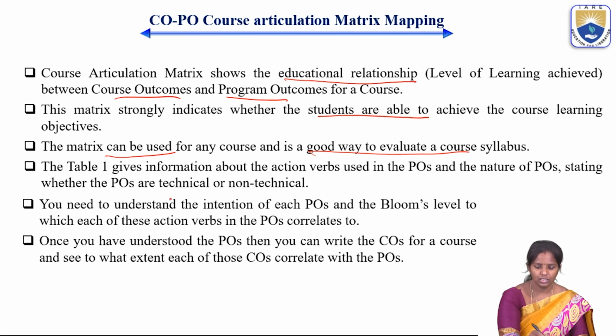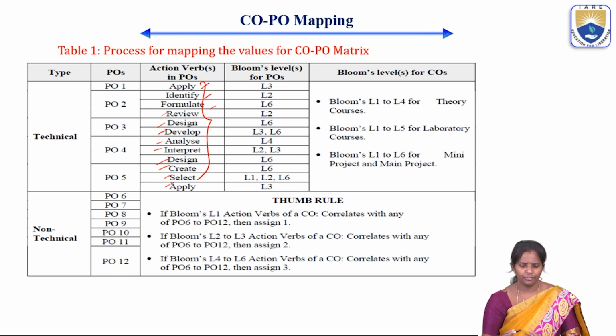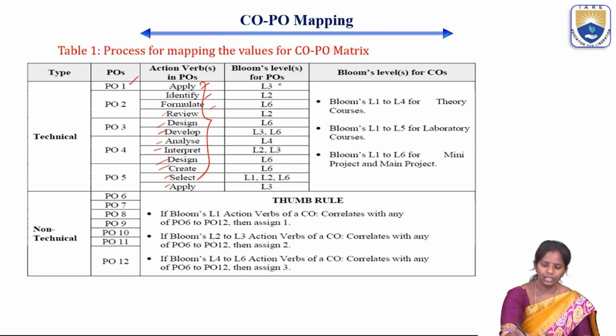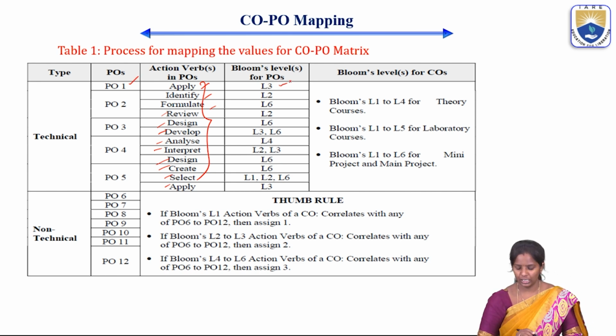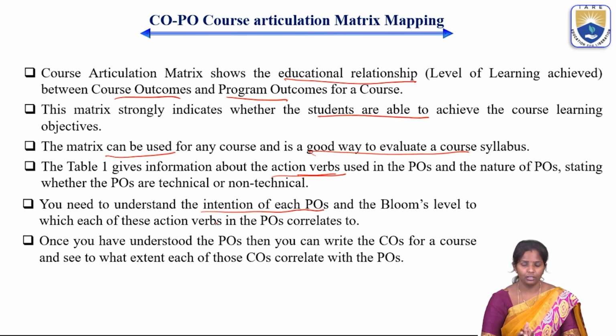So the next table will give the verbs. These are the verbs that are used: apply, identify, formulate, review, design, develop, analyze, interpret, create, select. These are different verbs that are used. So if this is the PO and learning level 3, we will see in detail how they are done. We need to intentionally map it with Bloom's taxonomy.